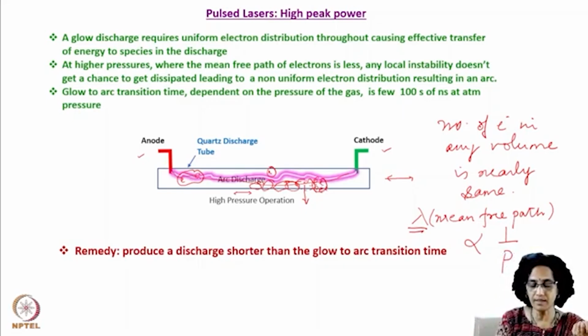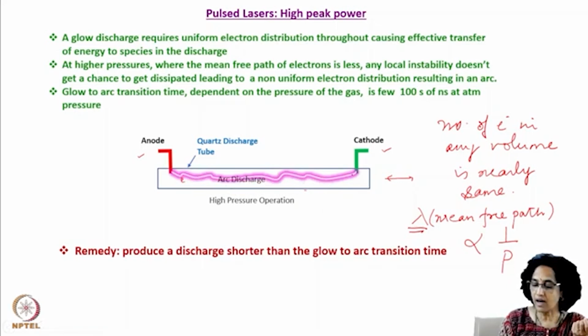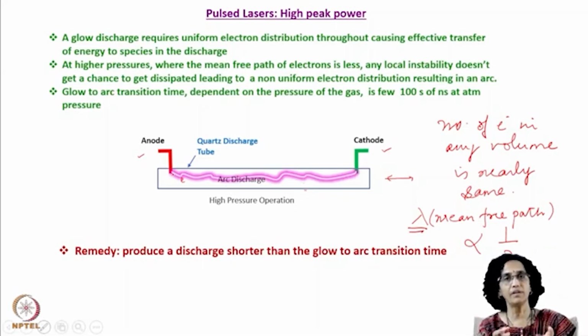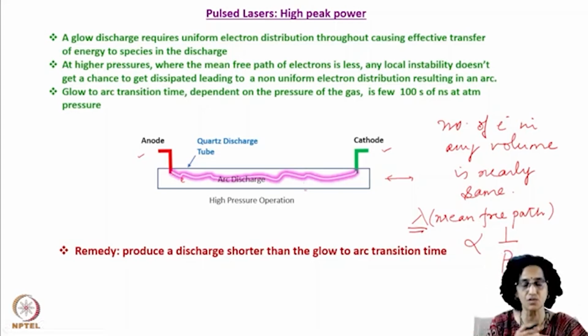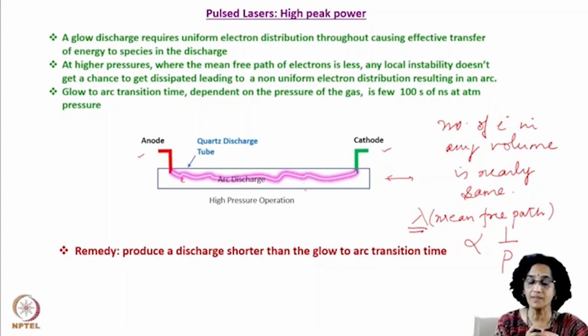It is just the region where you have the arc. As you can see here, this is the arc region. So this is the volume, and in this volume, you have electrons. So the efficiency of excitation is extremely low. So this will be a highly lossy system, and therefore the gain can never be met, and therefore you cannot have lasing.